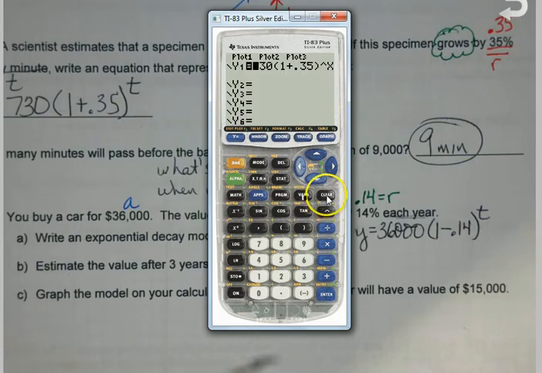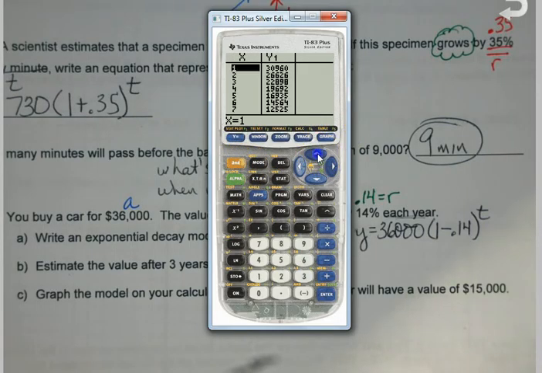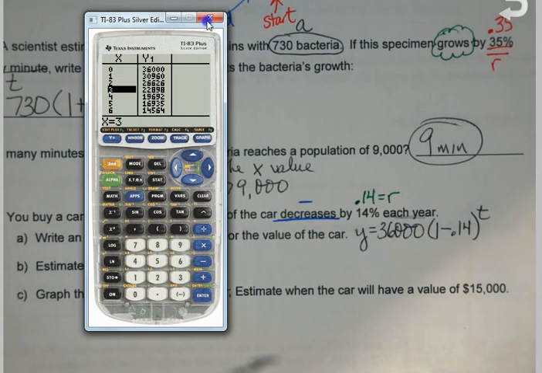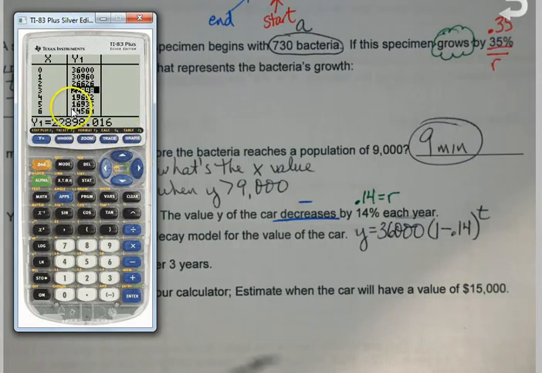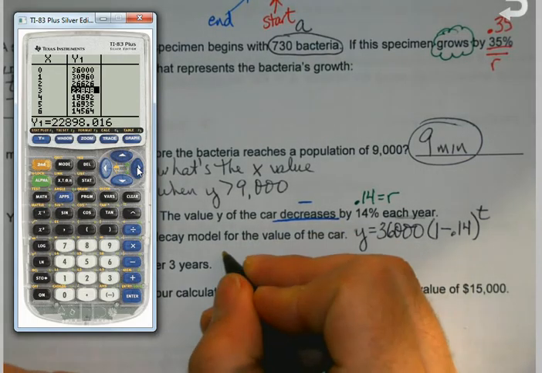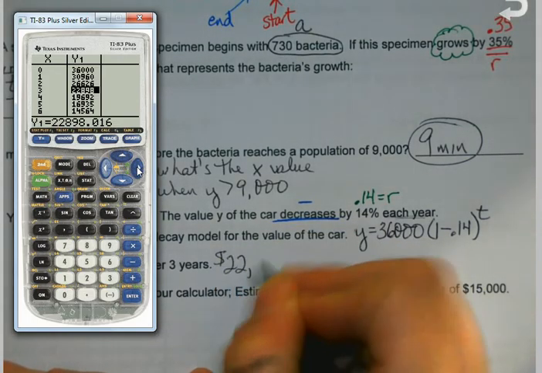So I'm going to go back to my y equals. Get it typed in just like I have it there, making sure I use my exponent button. And it says estimate the value after 3 years. So go to my chart. There's my new car, 36,000. 3 years later. And if you want to get really specific, you notice if I go over there, it just says 22,898, which is fine. But if I hover over it, I get the actual value, really detailed.